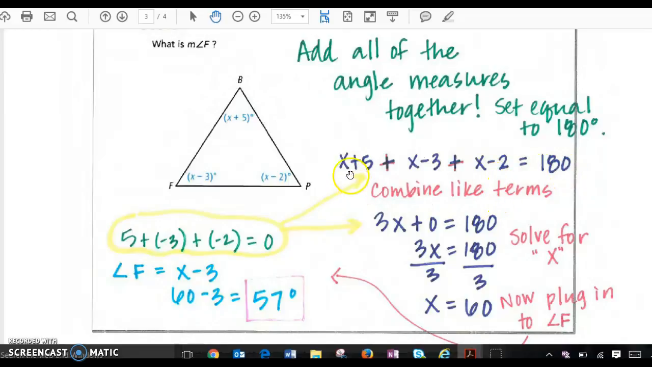Now combine like terms. Here's an x, another x, and your third x, altogether is 3x. But then what happens when you add the 5, subtract 3, you get 2. 2 minus 2 is 0. That's why I put the plus 0 there.